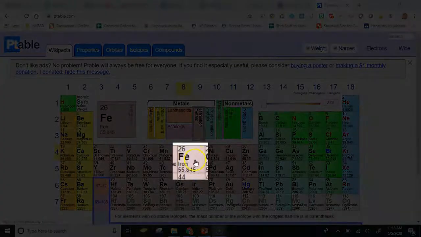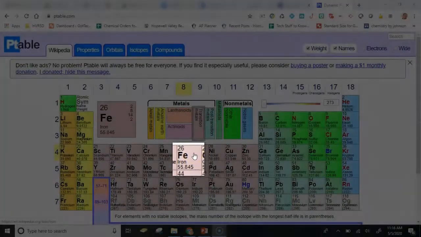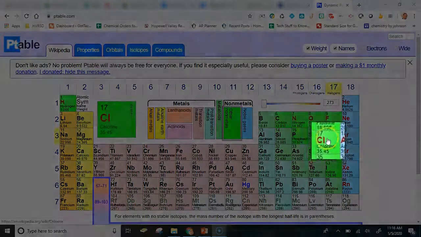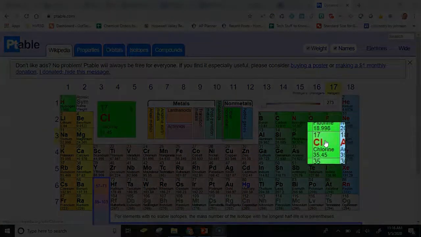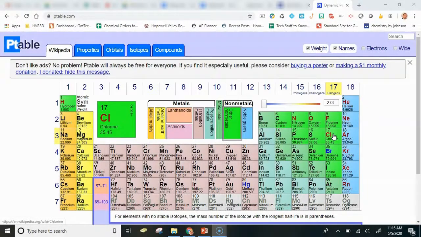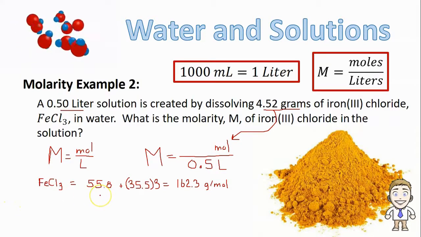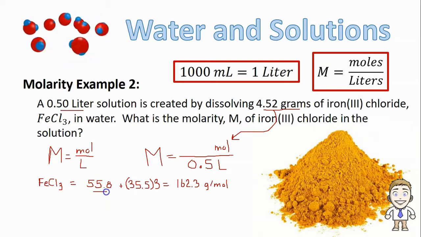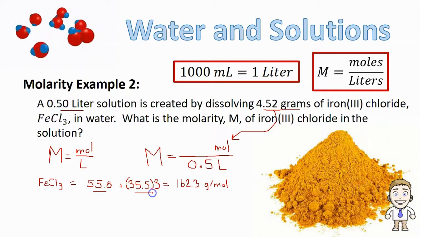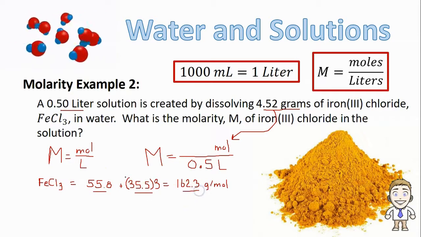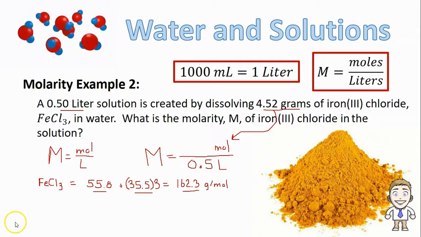So here's iron with a molar mass of 55.845, and here's chlorine with 35.45. But since the formula is FeCl3, I have to multiply chlorine's molar mass times 3 and then add it to the iron's molar mass of 55.8. So here you can see the work to find that molar mass with the iron's molar mass added to the 3 chlorine molar masses, 162.3 grams per mole.